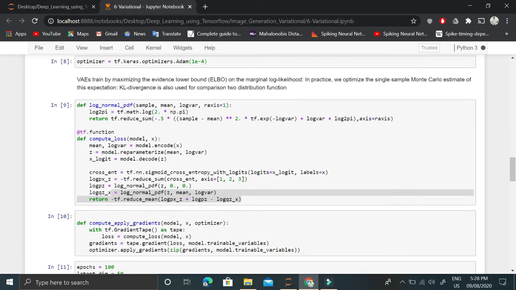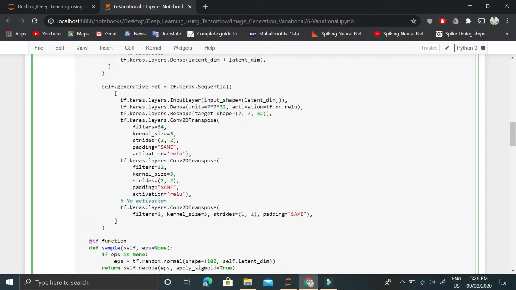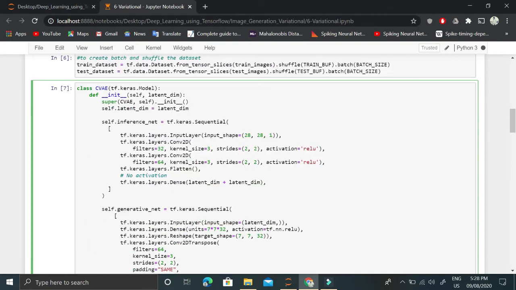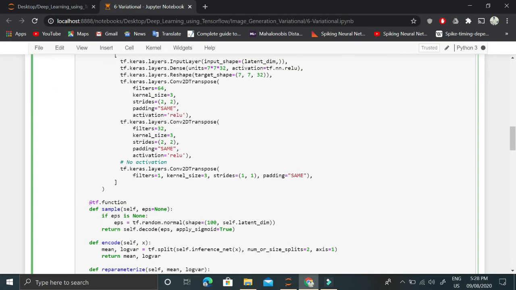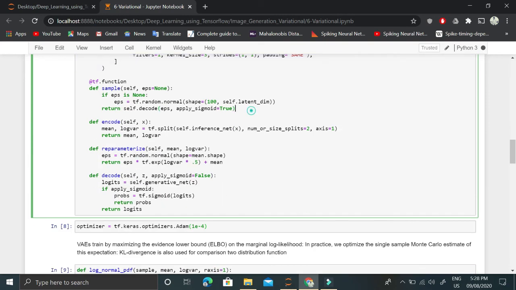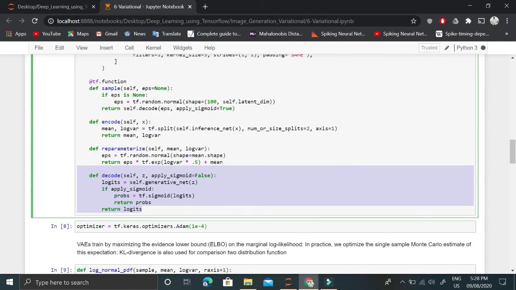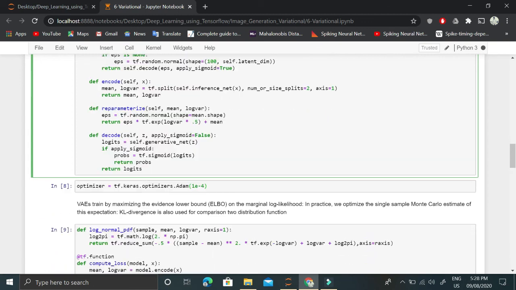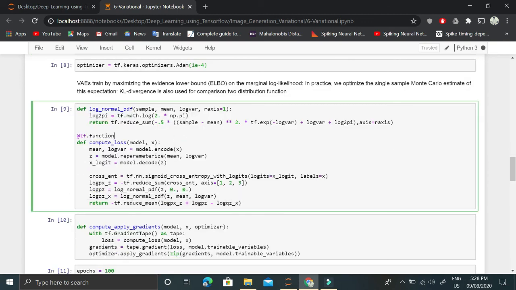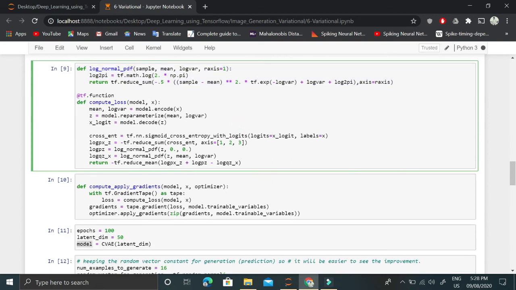Let me just tell you one last time, and we'll look at those images again. This is the inference net, this is the generative net, and this is just sampling an image given this mean and variance using decode and sample together. The encoder part looks at this inference net, divides it into mean and log variance, reparameterizes it, and then we calculate the log normal probability distribution function values and this cross entropy loss, and add them together. This is the ELBO loss that we are calculating here.